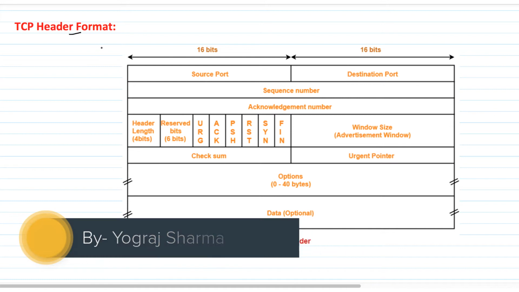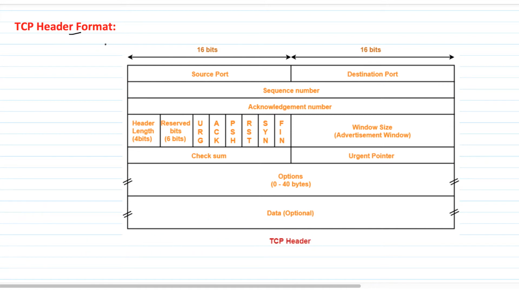As we know, TCP is a transport layer protocol, and at the transport layer, data arriving from the application layer will have a header added. If the transport layer is using the UDP protocol, it is going to add a UDP header, and if the transport layer is using the TCP protocol, this TCP header will be added.